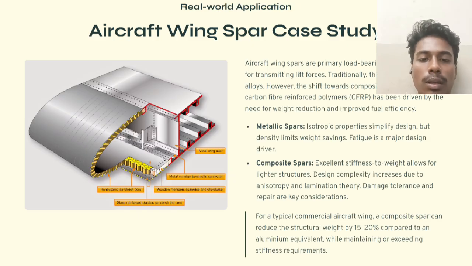Today, many aircraft use carbon fiber reinforced composites. They provide an excellent stiffness-to-weight ratio, reducing structural weight by 15 to 20% compared to aluminum. However, there is added complexity. The composite design must carefully consider fiber orientation and damage tolerance, and repair and inspection also become more challenging.